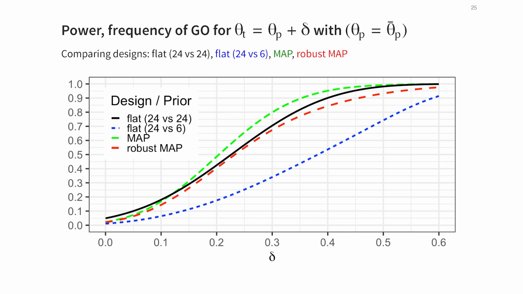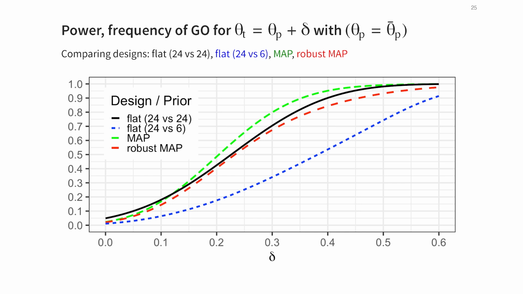But nowadays, and this was run back then, one would probably choose the robust design, which is basically as good as the 1-to-1 randomized 24 with 24, but with 18 patients less on control. And yeah, the flat 24 versus 6 just doesn't give you what you would like to see.